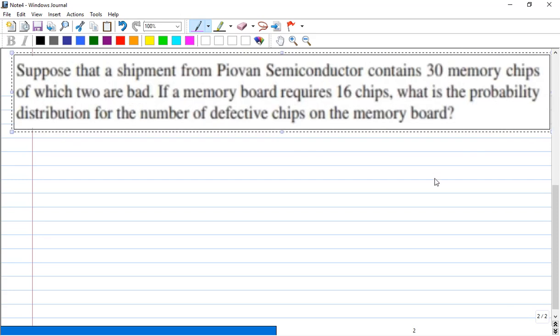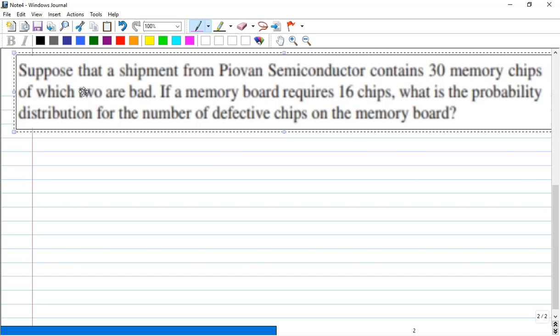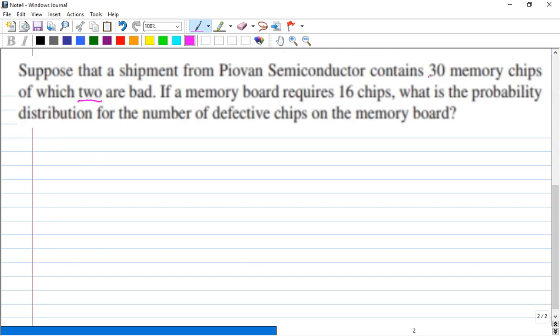Suppose that a shipment from Pivion Semiconductor contains 30 memory chips, of which 2 are bad. So we got 30 memory chips, 2 of those are bad. If a memory board requires 16 chips, what is the probability distribution for the number of defective chips on the memory board? So one of the memory boards has 16 chips on it, if you take a memory board. What is the probability distribution for the number of defective chips on the memory board?